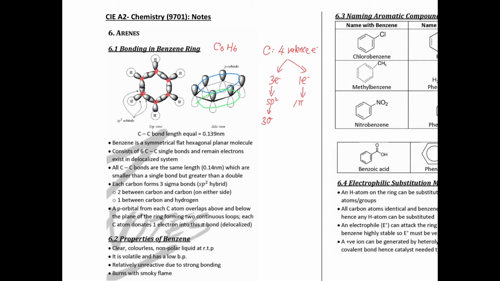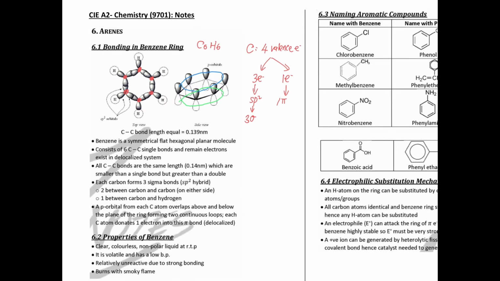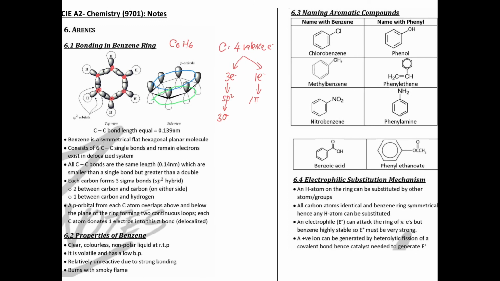I just want to add something about the structures also. As you can see on the side here, sometimes they draw benzene with double bonds like this, and sometimes they draw a ring like this. So which one can we draw? Actually, both will be fine.